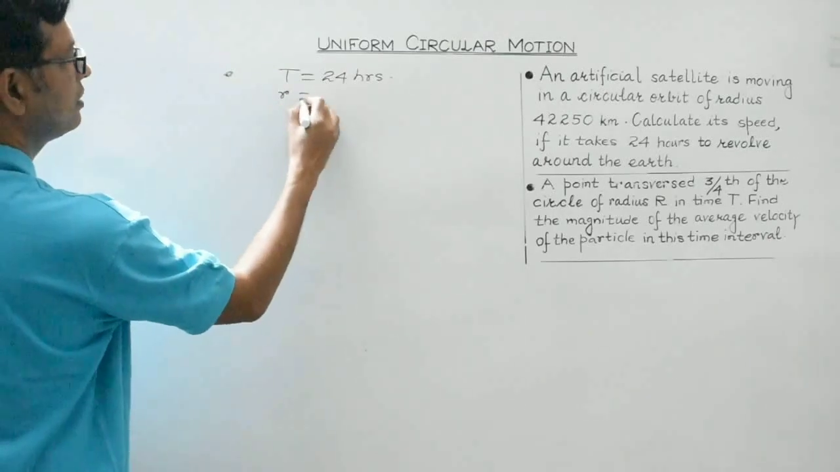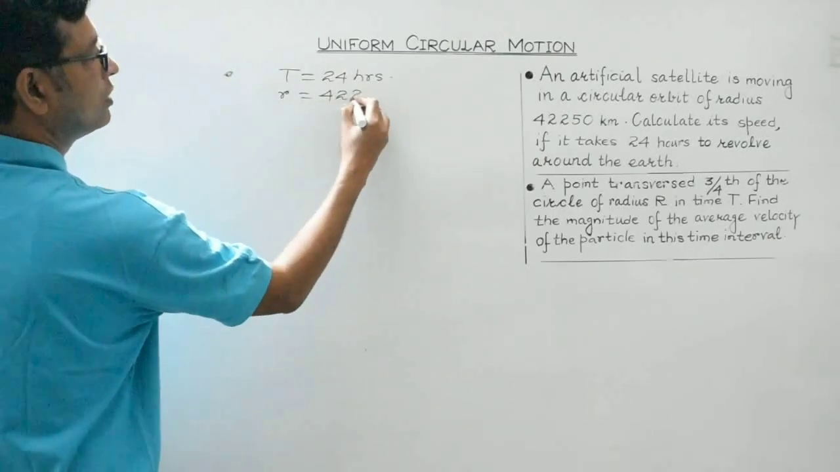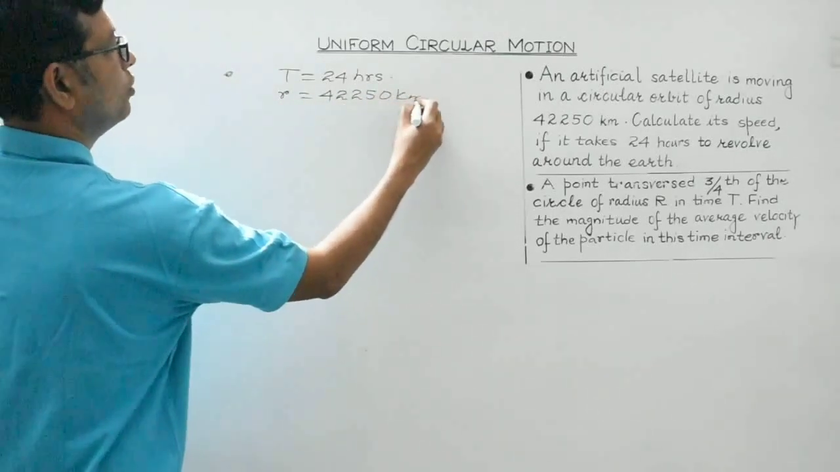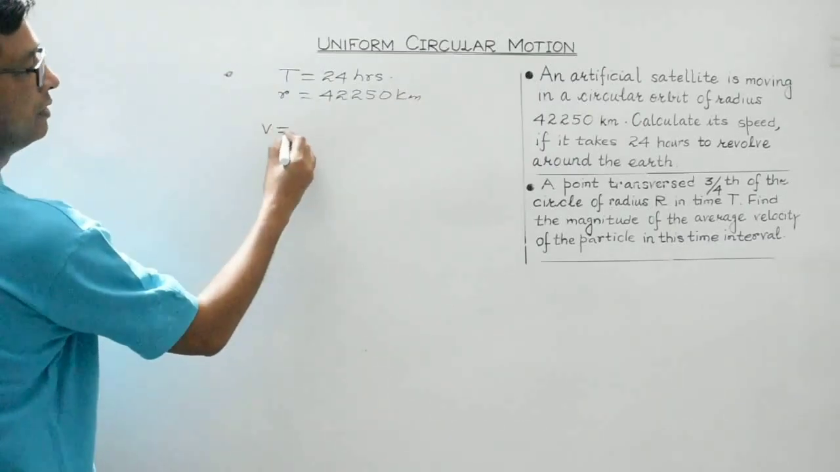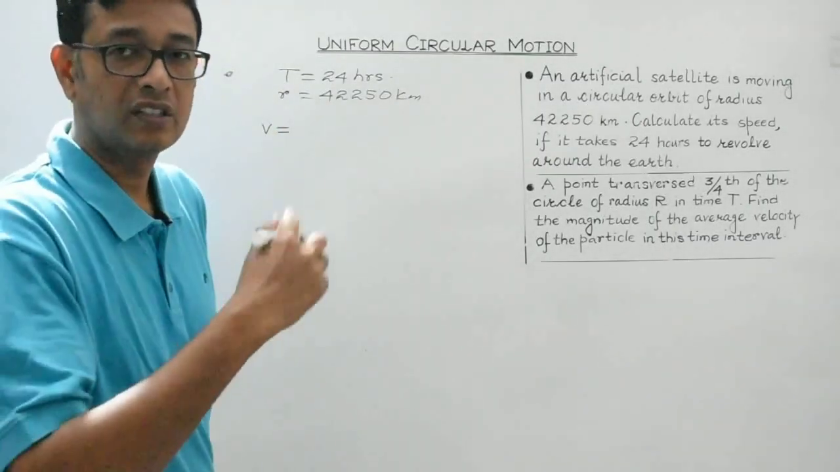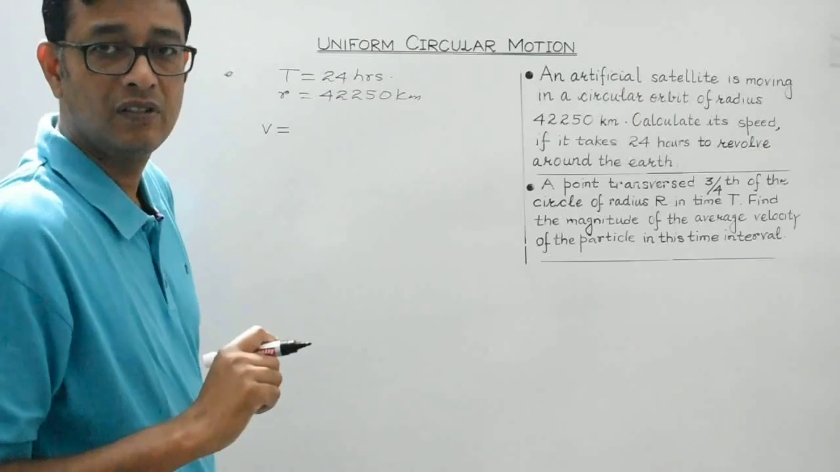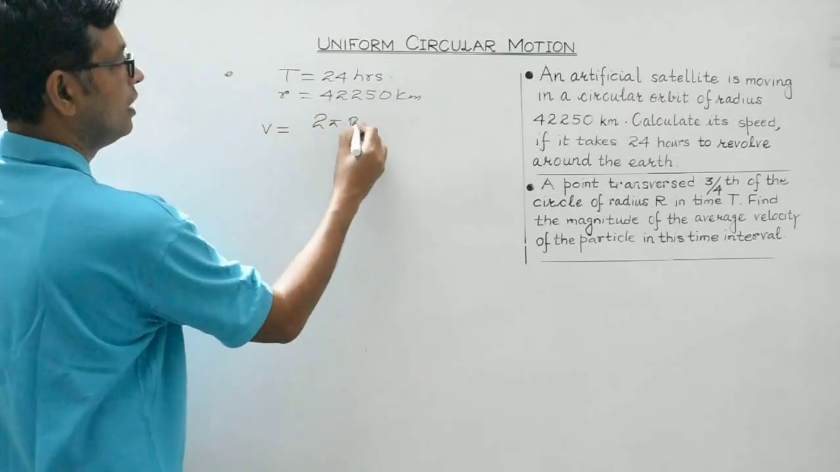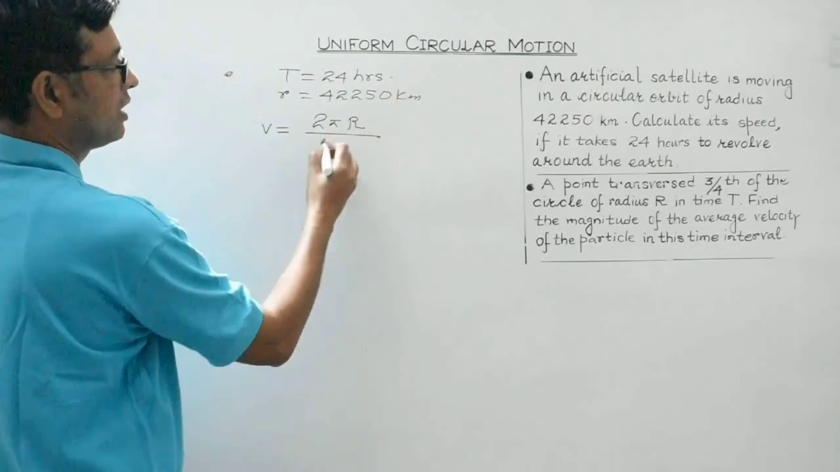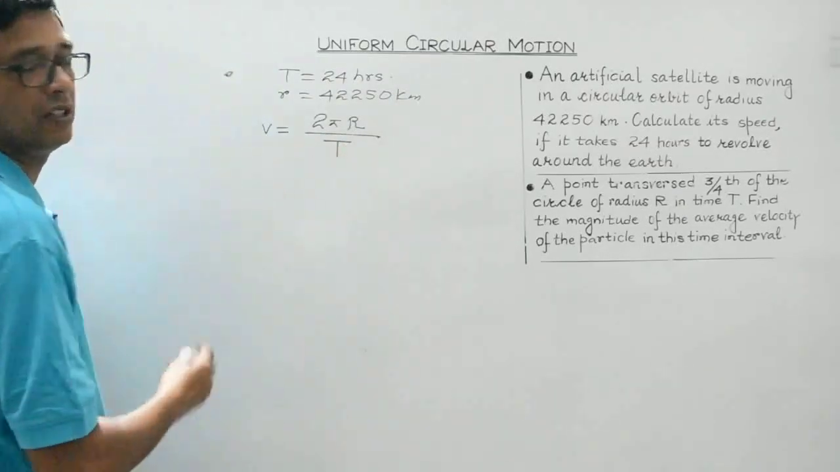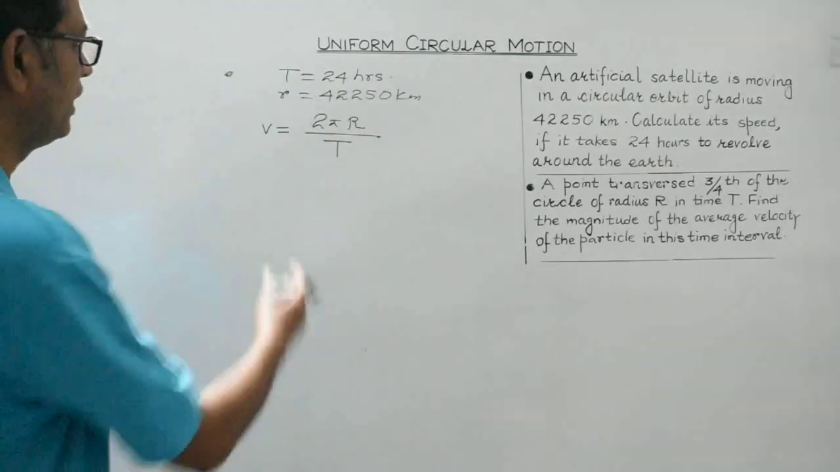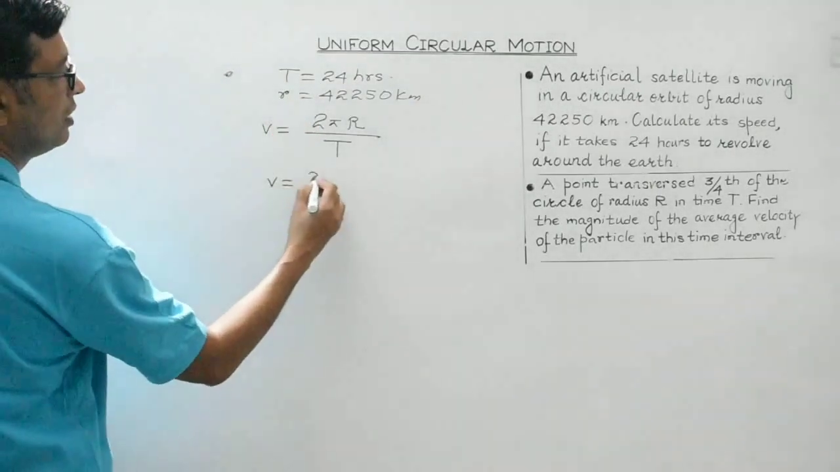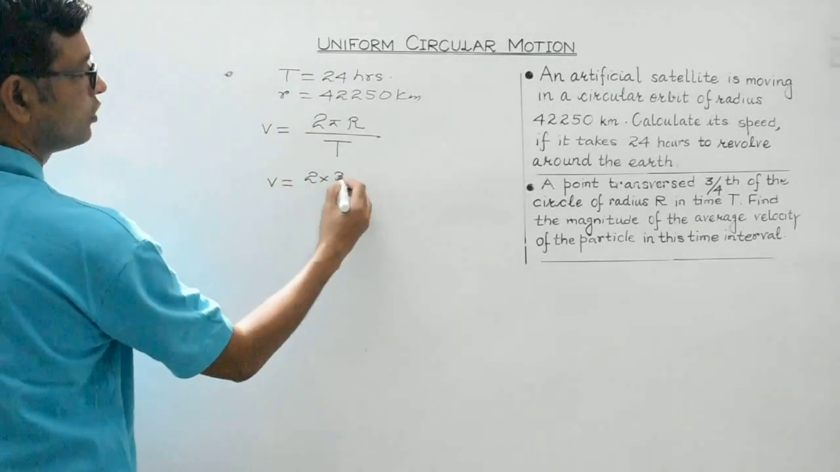And what is the radius? It's given to be 42,250 km. So average speed is the total distance covered during one revolution, in this case, that will be equal to 2 pi r. r is the radius. And time taken to complete one revolution is T. We need to make use of this particular formula. So what you get is 2 pi is 3.14.